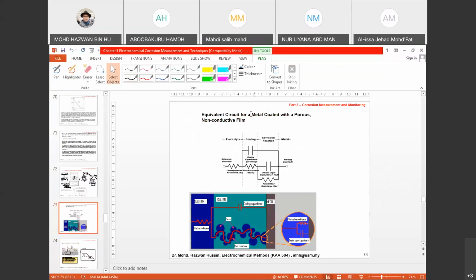Okay. So we take one example for coating, right? Equivalent circuit for a metal coated with a porous non-conductive film. So you have a metal and then you apply paint on top. Okay. And then this is actually exposed. So imagine that this is contained in electrolyte.